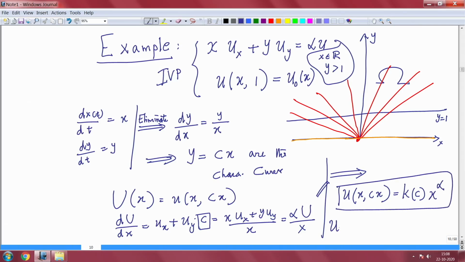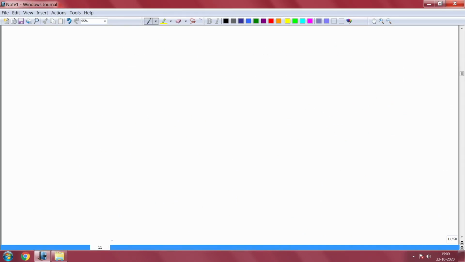That means you have C of x, Cx is equal to k of y by x, so you have y by x into x power alpha. Of course, that is a thing. So, we are not applying the initial values. Let me write once again: u of x, Cx is equal to k, where k is a constant of integration, of y by x into x power alpha.